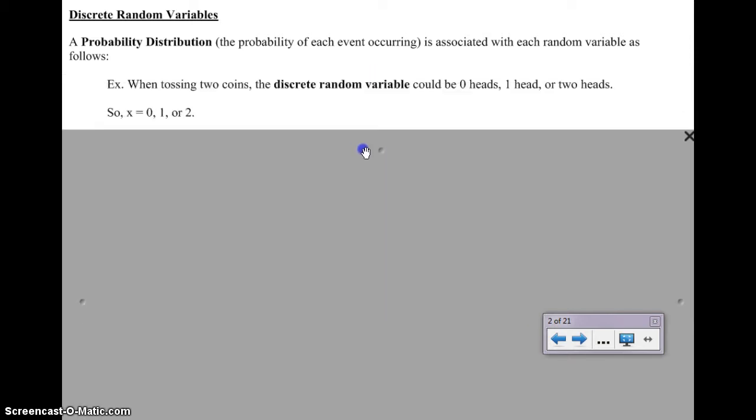So for example, we're going to take a look at when you toss 2 coins, what the possible outcomes could be. And there are very concrete outcomes that are possible. You can't have a partial outcome. So if you flip a coin, getting a head is what we would want to see. So you could get 0 heads, you could get 1 head, or you could get both of the coins to land on heads if you have 2 coins that you're tossing.